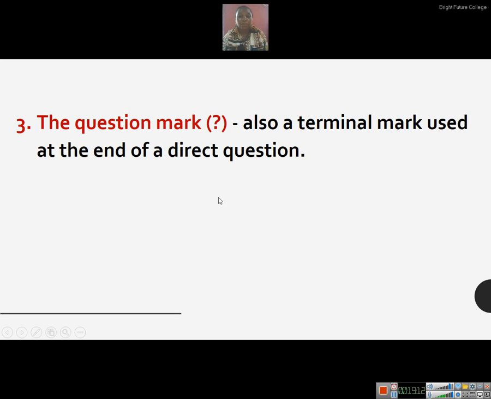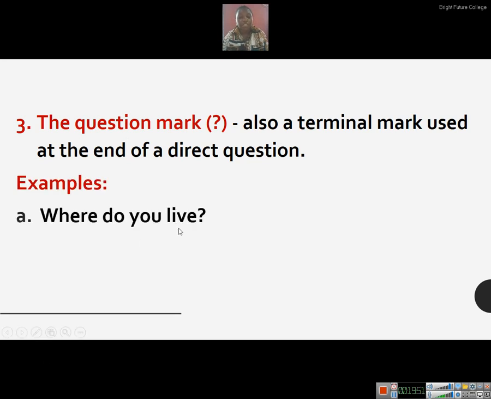The third type of punctuation mark is the question mark. Remember, when I started with the full stop, I said that there are three terminal marks, and terminal marks means a mark that ends a statement, a mark that ends a sentence. So the question mark is also a terminal mark, but it is used to end an interrogative sentence. That means the sentence that asks a question.